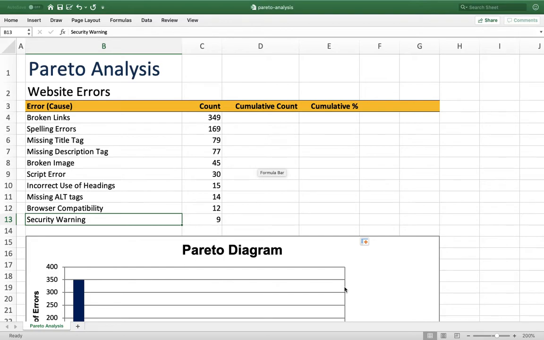About Pareto Analysis, otherwise known as the 80-20 rule. Here we have an Excel spreadsheet that has the website errors, their causes, and very importantly you can see the count of the causes are in descending order, which means that the most significant or highest number of errors comes first for broken links. Then comes spelling errors, then missing title tag, missing description tag, a broken image, a script error.